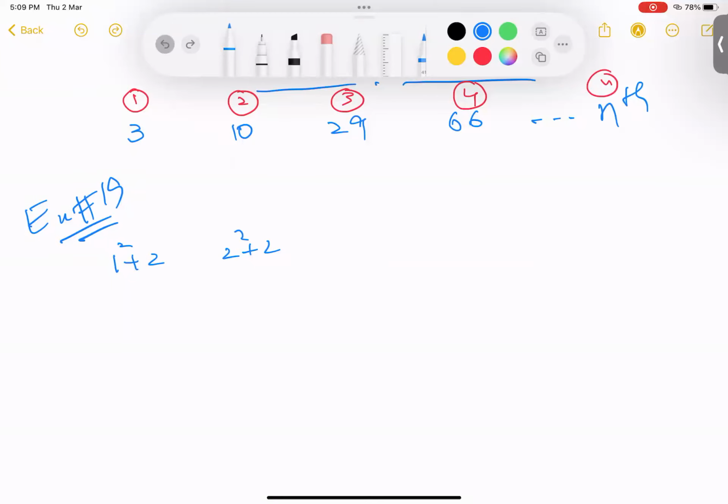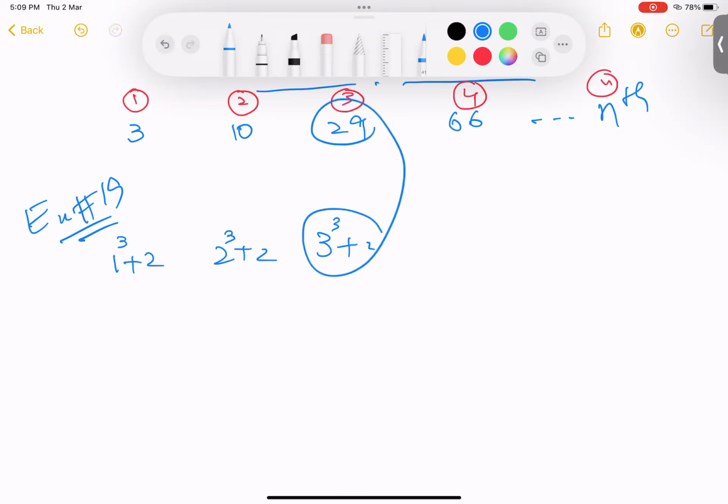Okay, then I check with the other option. So I check with 1 to power 3. 1 to power 3 plus 2, is it working? Yes, it's working. Now 2 to power 3 plus 2. Check. 2 to power 3 is 8, 8 plus 2 is 10, it's matching. So let's go to the third one. 3 to power 3 plus 2. These 3s come from where? From the top. And the cube is 27. 27 plus 2 becomes 29.